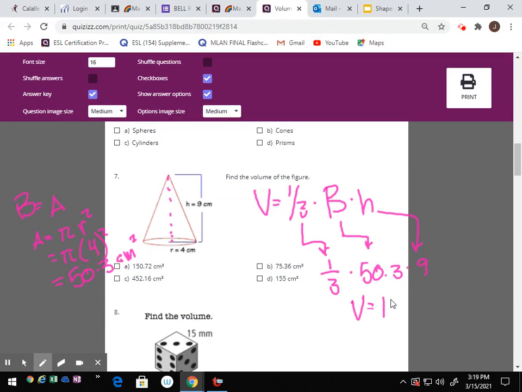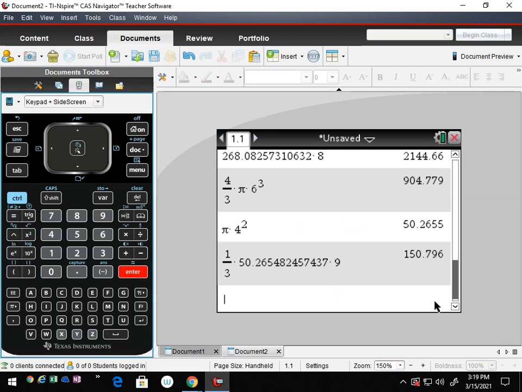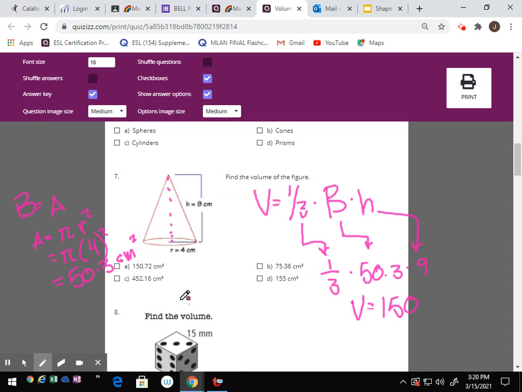Volume is equal to 150.8. And we can see that our answer choices are going to be hundredths place. So let's go see 2 decimal points real quick. So this is 150.8 centimeters cubed. We can see that answer choice A is the closest to our answer, so answer choice A is going to be our correct answer. All right. So for number 7, A is the correct answer.